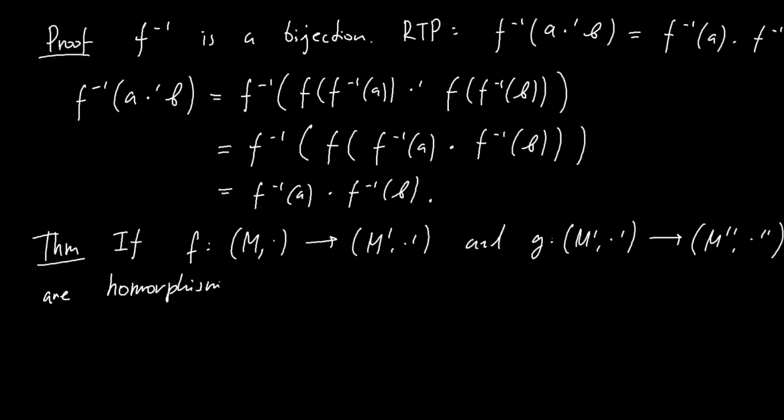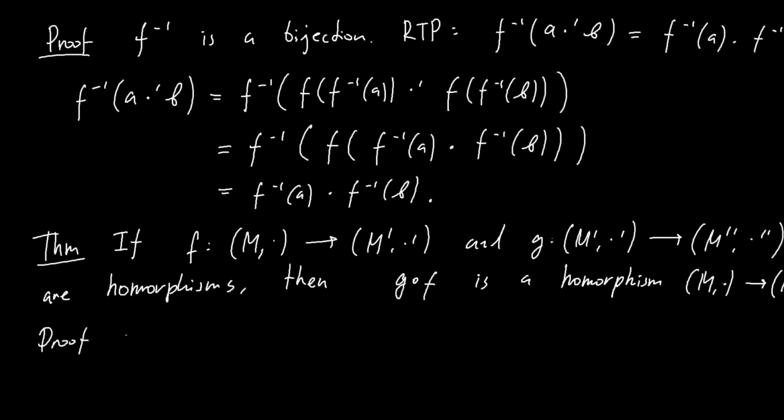The results about isomorphisms I had in mind can then be derived from this result. If f and g are homomorphisms, then their composite function, when we apply one function and then the other, G composed with F, is going to be a homomorphism from M to M double prime. And I want to leave the proof of this as an exercise.